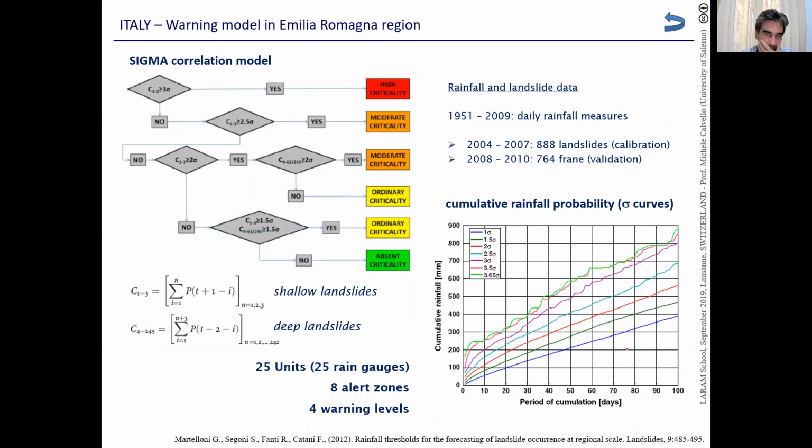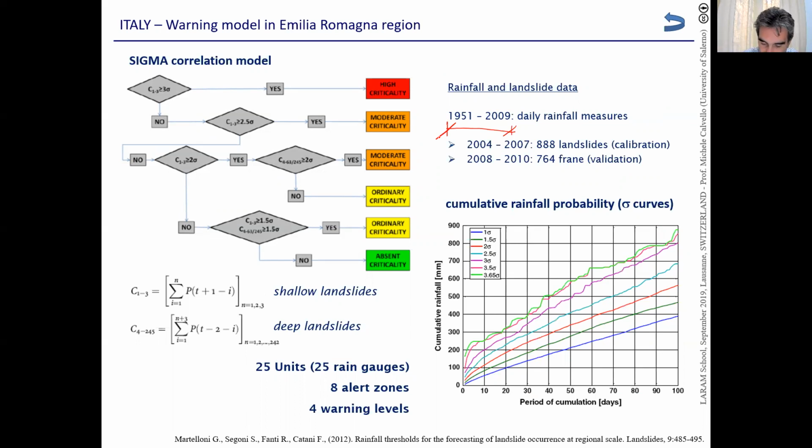If we go to Emilia-Romagna, the warning model again uses rainfall, but in a more, let's say, sophisticated way, also because in the analysis of the rainfall they also use occurrences of landslides. So landslides that occurred in more than 50 years, with daily rainfall measures, allow them to highlight deviations from the ordinary in terms of rainfall, the rainfall indicators that cause landslides.